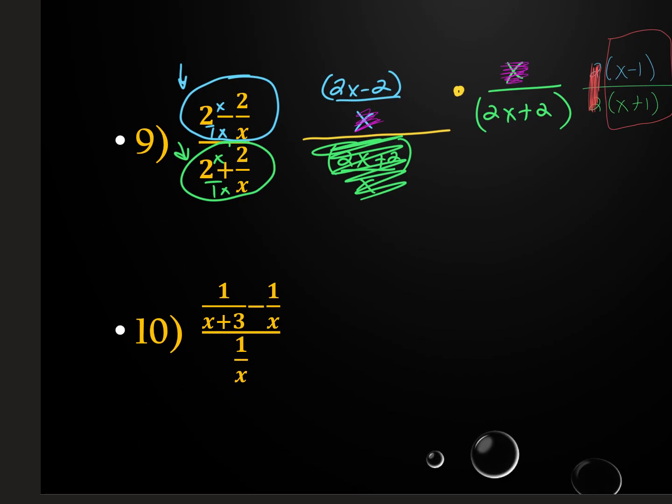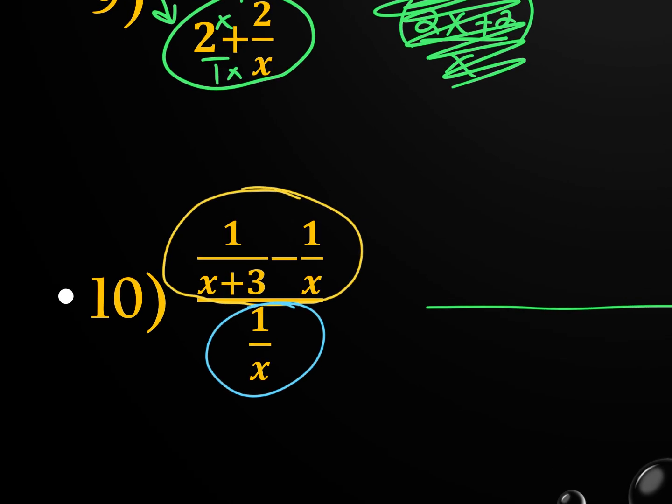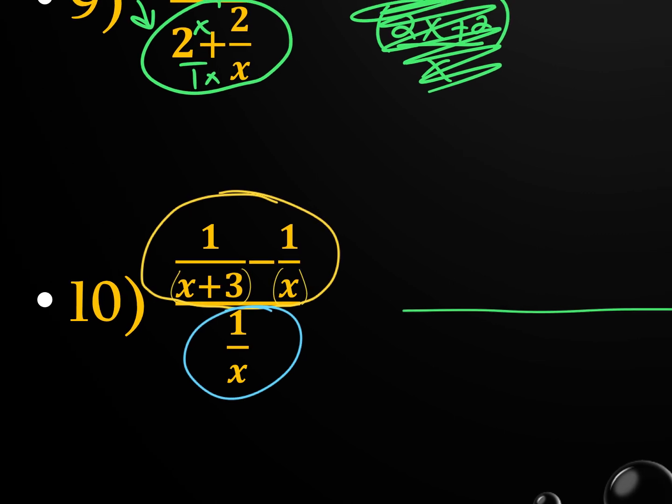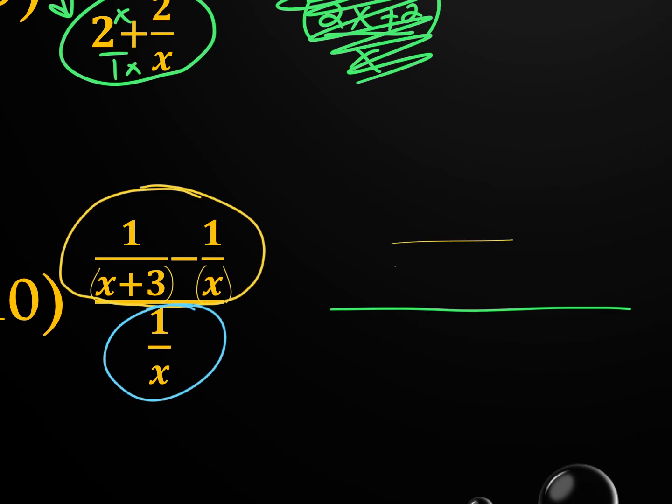All right, let's look at the last one. Circle your numerator, circle your denominator. I got yellow and blue. In my numerator, do I have an addition or subtraction problem? Yes, I do. So I have to get a common denominator. What is my common denominator, guys, between X and X plus 3? X times X plus 3.